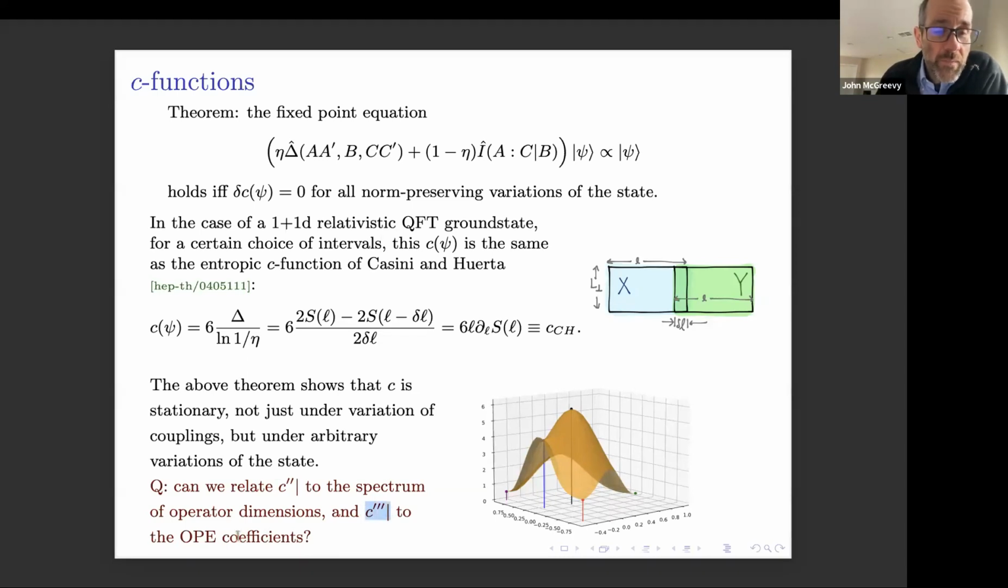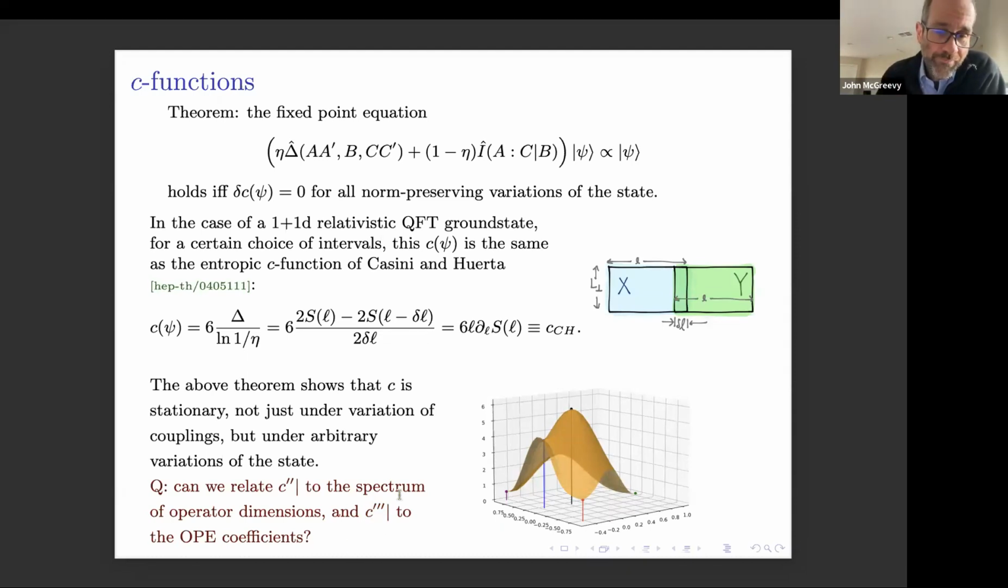and moreover, to what extent do the third derivatives have something to do with the OPE coefficients. So in the Zamolodchikov C function, there's just an equality between the Hessian and the operator dimensions and the third derivatives and the OPE coefficients. This C function is actually not the same as the Zamolodchikov C function, but nevertheless, we can ask how to extract that information.